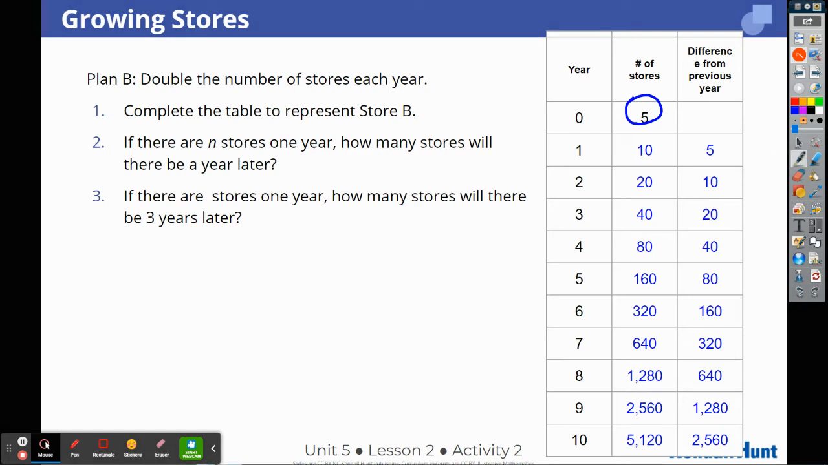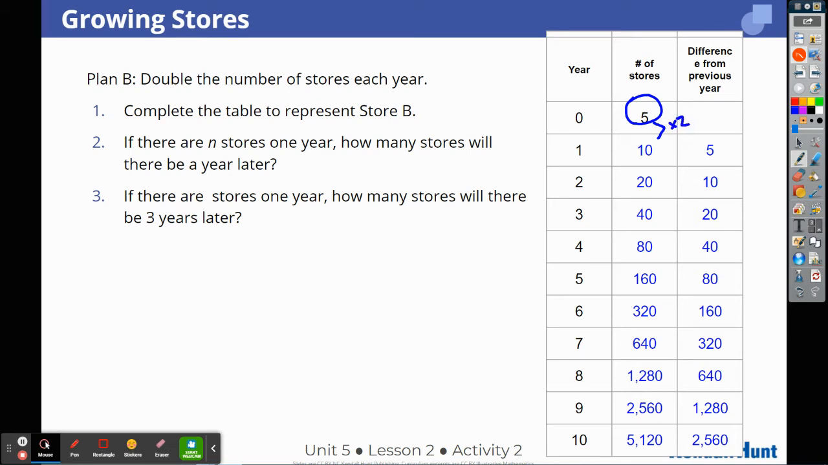So now the difference isn't the same every year. The difference from the initial year till the first year was 5, and then it increased by 10, and then 20, and then 40, 80, 160. So it's doubling essentially. So we're taking these values, instead of adding every time, now we're multiplying it by 2.